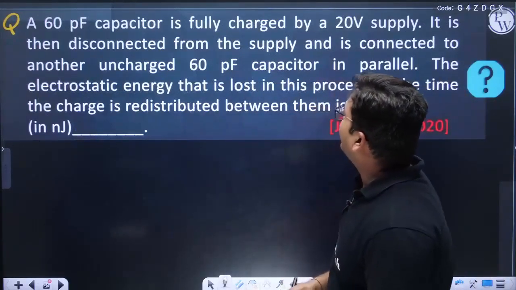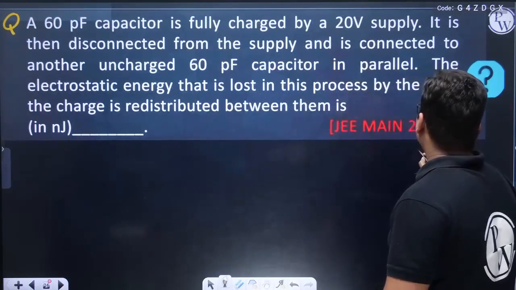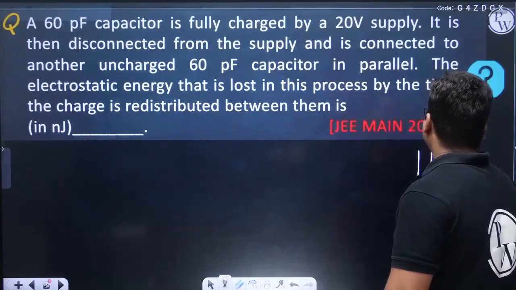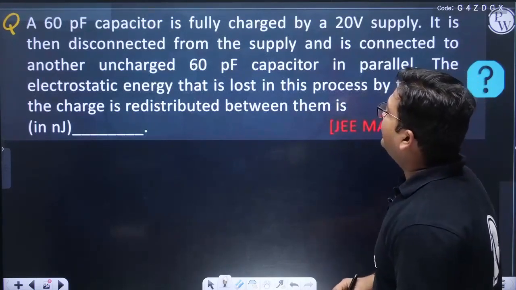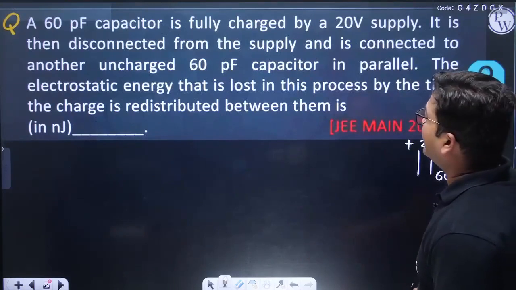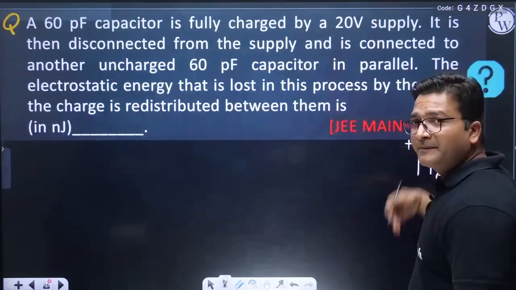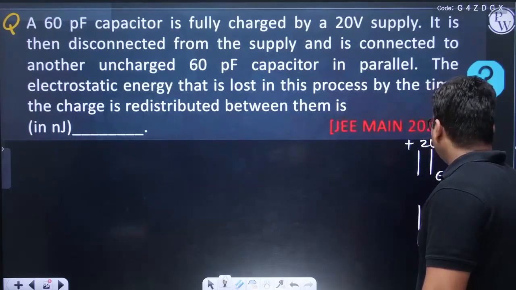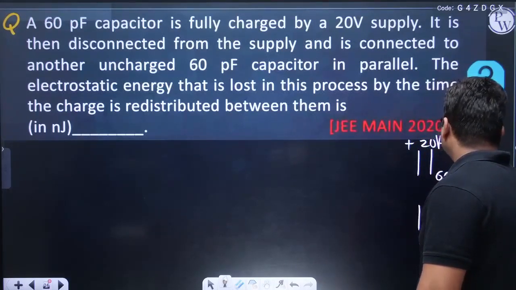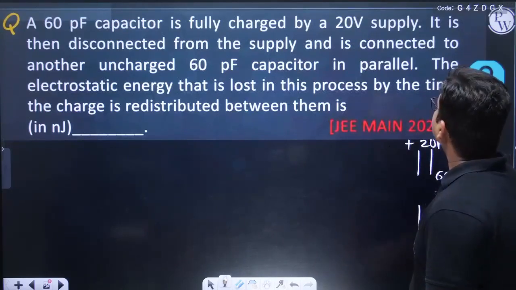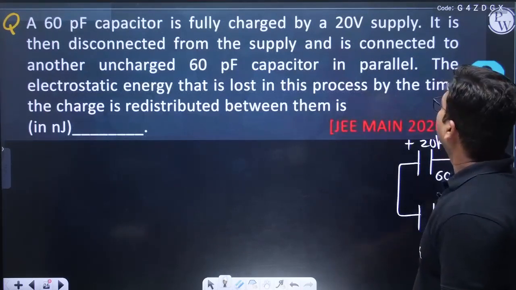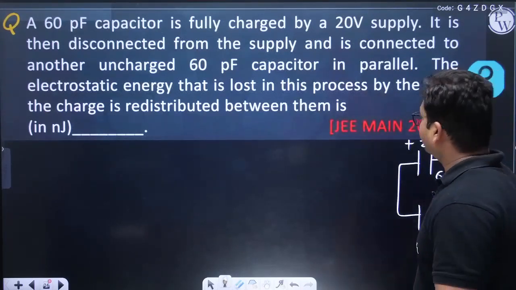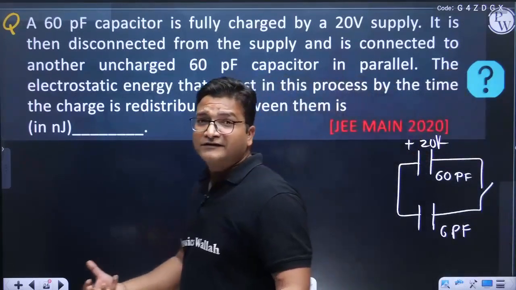A 60 picofarad capacitor is fully charged by a 20 volt supply. So again, let's have a 60 picofarad capacitor charged to 20 volt. It is then disconnected from the supply and is connected to another uncharged capacitor. So we brought this capacitor from the supply and connected it to another uncharged capacitor of 60 picofarad in parallel. They are directly asking us what is the loss of energy.